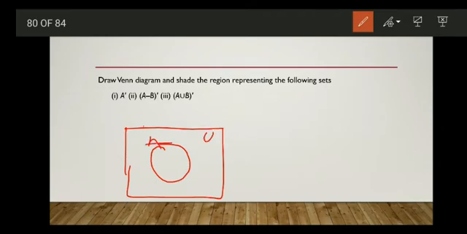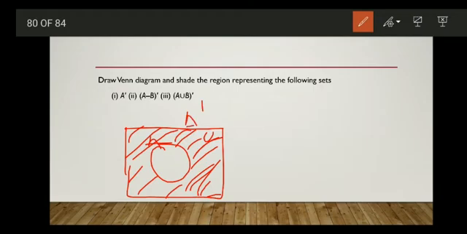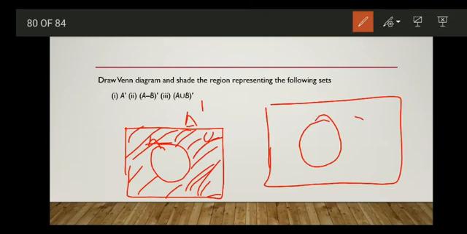A complement means elements other than the elements of A, right? We have to shade the region other than the region of A. This is A complement. How to draw the Venn diagram of A difference B whole complement? First, we have to draw A difference B. When A and B are two overlapping sets, A difference B is elements in A but not in B. Right here. So, elements in A and elements not in B. This will be A difference B.